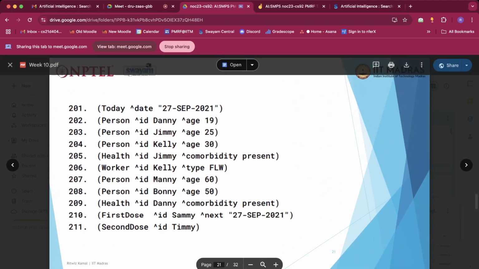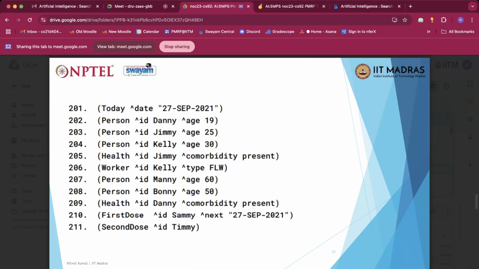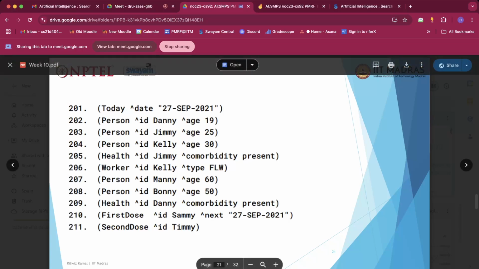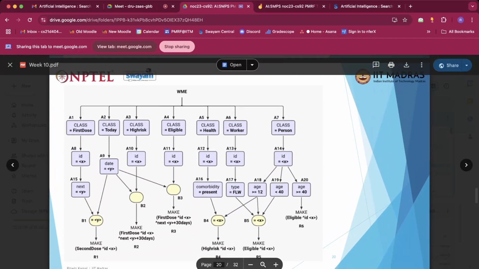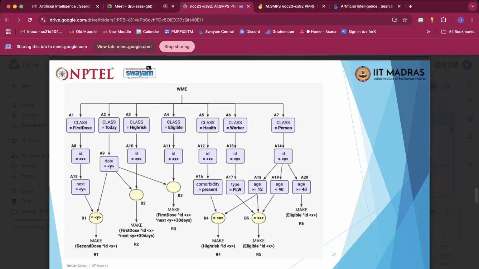So I'll go back to the information. This tells us that today the date is 27 September 2021. We have to find the alpha node in which this information is contained. I'll go back to the net also, and you can tell me which alpha node contains this information.